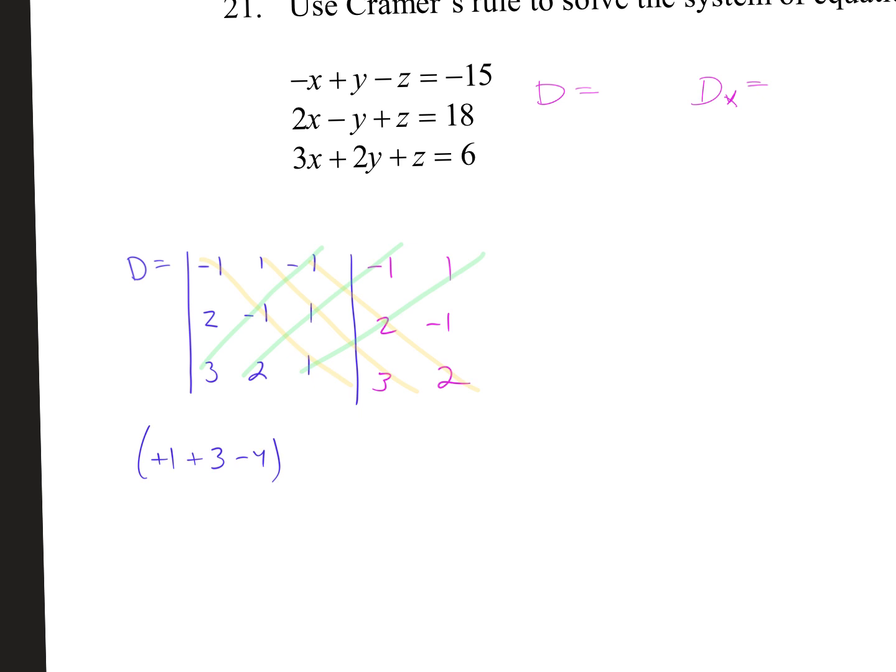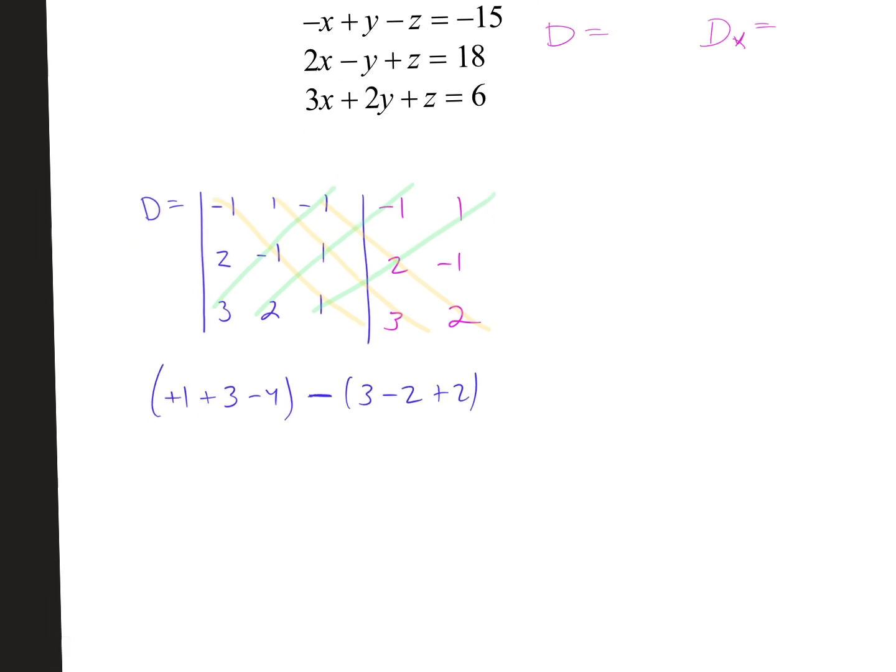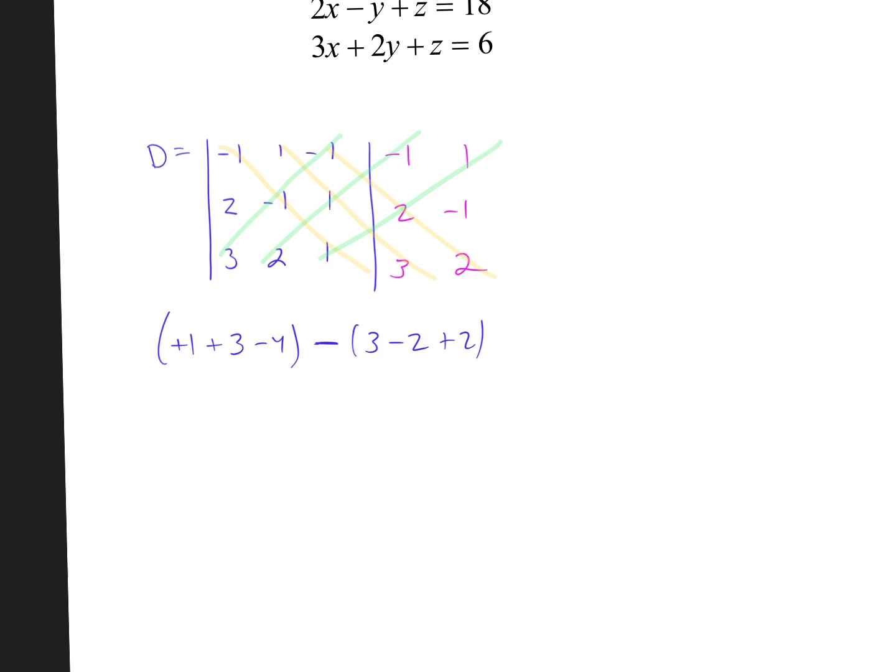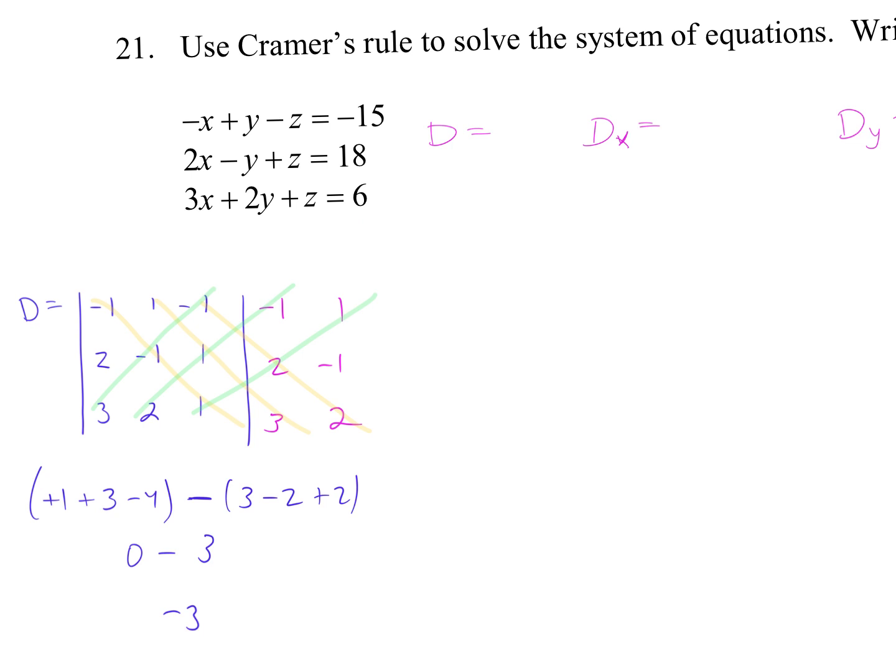So 3 times negative 1 and negative 1 is just 3. 2 times 1 and negative 1 is negative 2. 1 times 2, so then plus 2. So 1 plus 3 is 4, minus 4 is 0. Minus 3 minus 2 is 1, plus 2 is 3. So negative 3 is your determinant value, negative 3.